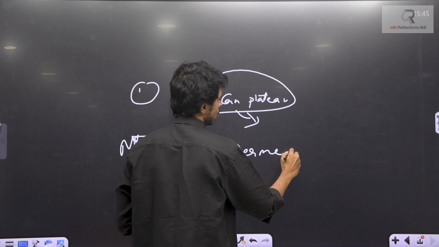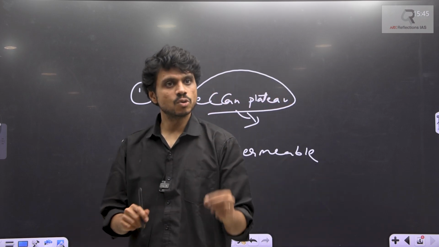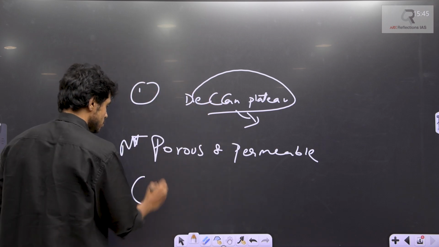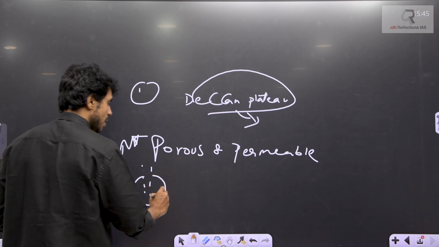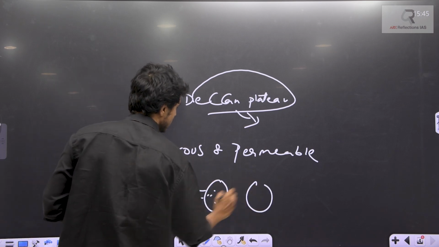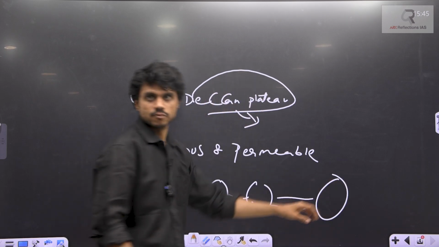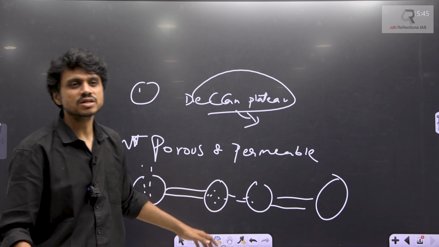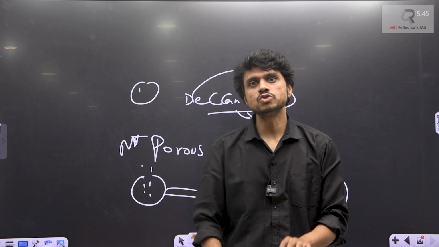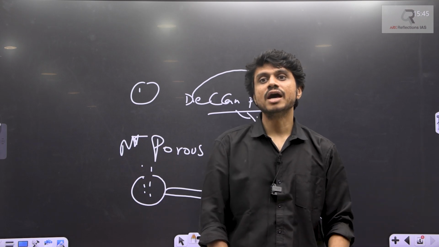That means, what is porosity? Porosity means holes. When there are holes, water gets stored in these holes. Permeable means the rocks are connected like this. So this will lead to the formation of groundwater when the rocks are porous and permeable. But generally, this peninsular plateau is not porous and permeable. So usually here you will not find abundant groundwater.